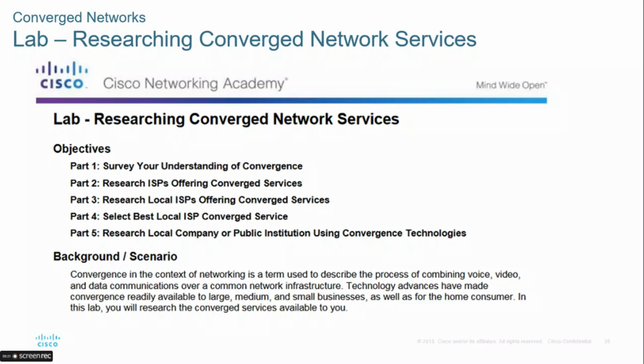This is a small research on the converged network that surveys your understanding of convergence. You can do this lab in Cisco Packet Tracer. When you go to NetLabs Hub on YouTube, there is a video that I created on combining data and voice, and you can see how I configured that.